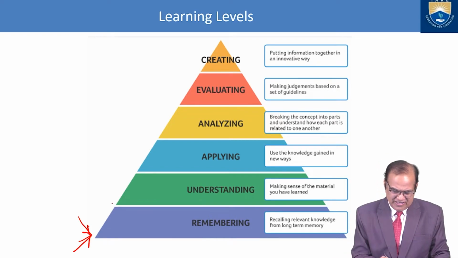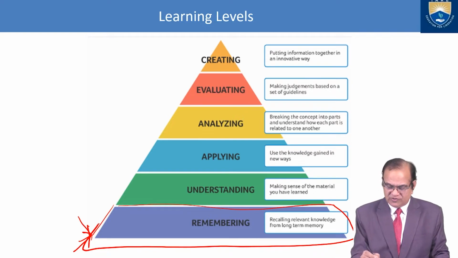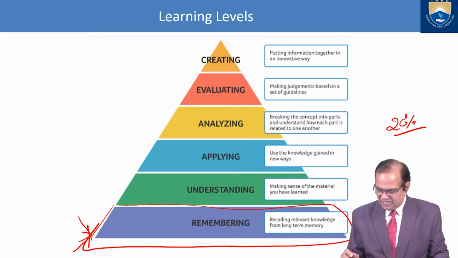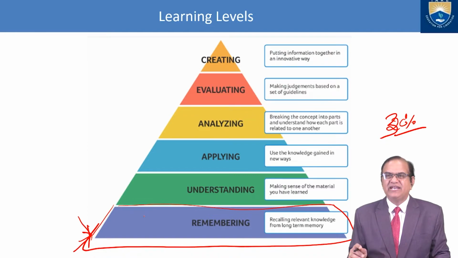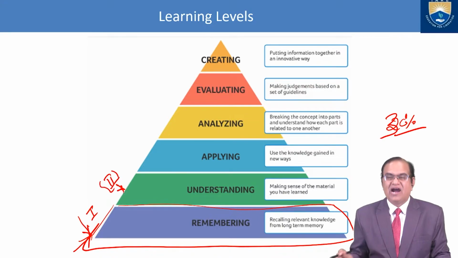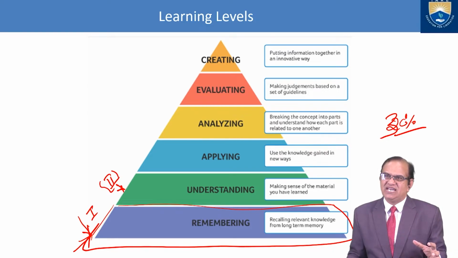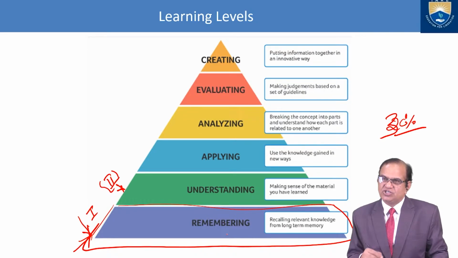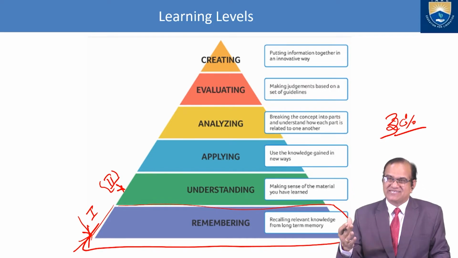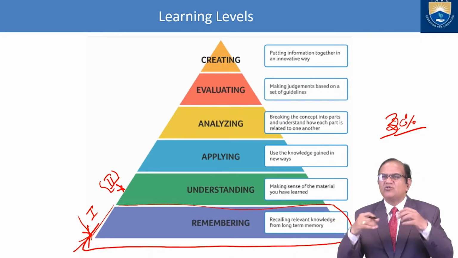And you can see here that in this level the area is very big. Out of this 100, this area may be 20%. Next, if you see, maybe it is 30%. Then the next level, this is the first level, this is the second level. This second level is understanding, making sense of the material you have learned. In this, you are able to explain, describe and express what you have learned in your own words. You understand and you write in your own words.